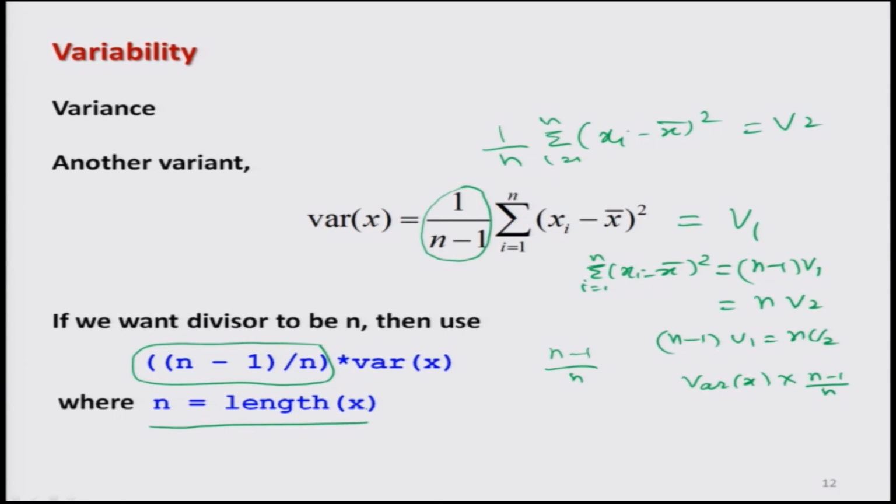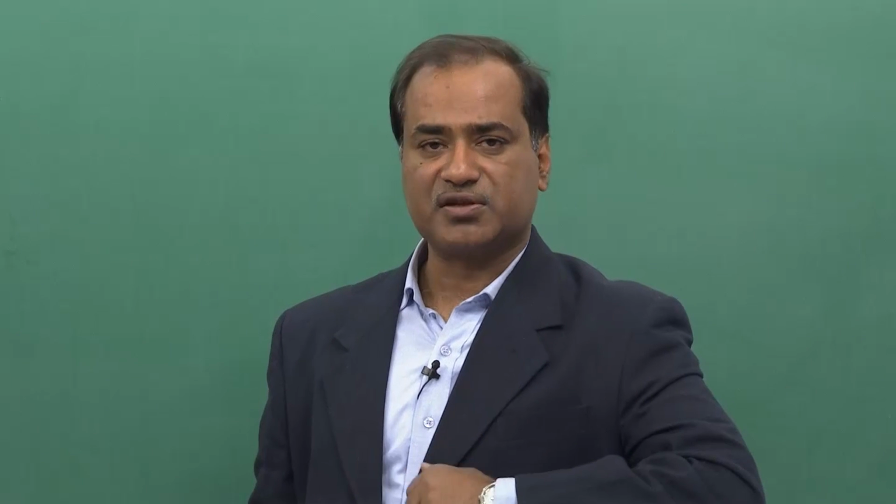Here n is the length of the x vector, which is the total number of observations available in the x vector. This is how I can also compute this variant, and we have to be careful whenever we are using a software, and ascertain which form the software is using.